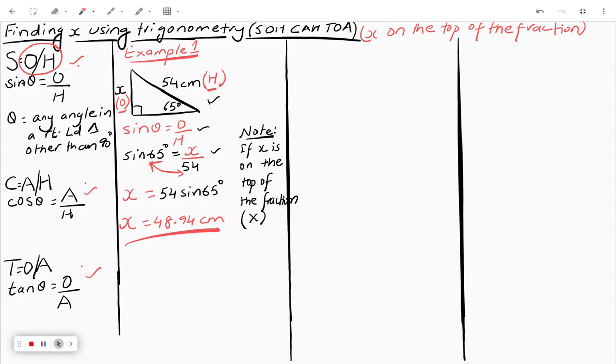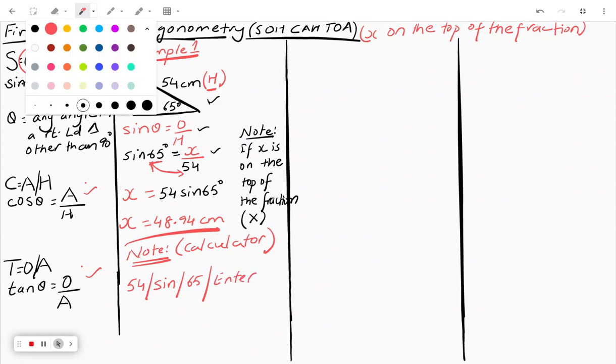Okay, now those who struggle with the calculator, let me quickly write down another note for you guys. The calculator bit is simply 54, and then you press the button which says SIN on your calculator, then you press 65, and then you press enter, and you should get your answer. Okay, it is quite simple actually.